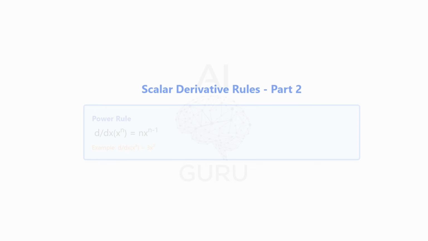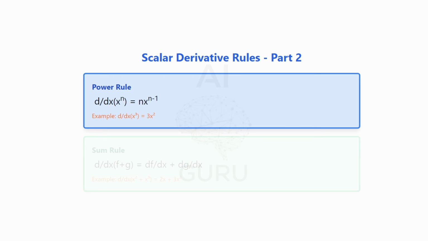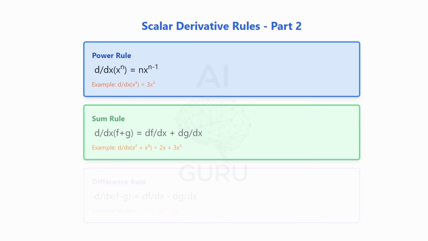And the big one, the power rule. The workhorse. For any x to the power of n, the derivative is n times x to the power of n minus 1. And because this is all a linear operation, if you're adding or subtracting functions, you just take the derivative of each part separately, the sum and difference rules. It lets us break down big problems.